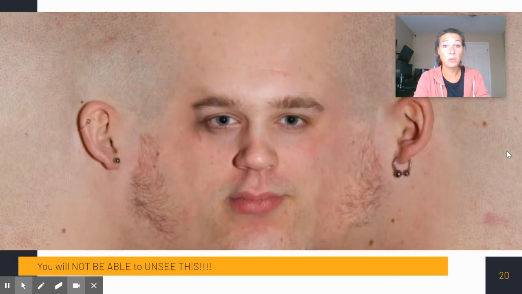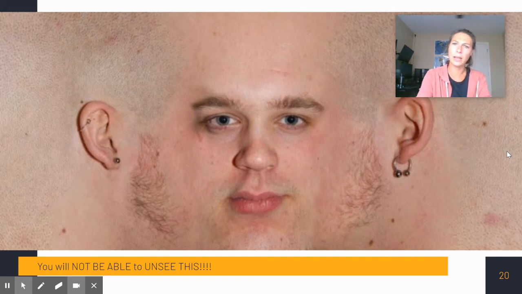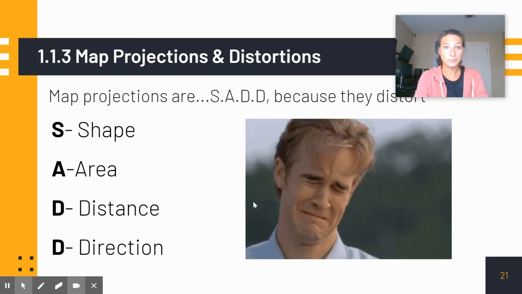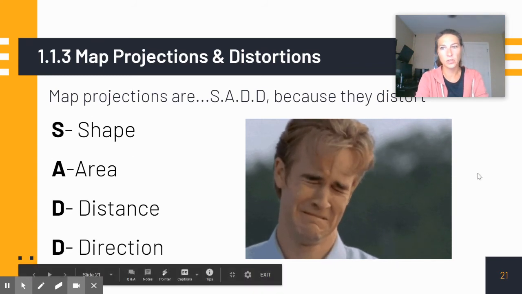It's the same way you might think about a head. If you were to unwrap it and make it flat, it would look weird, like this. You're not going to be able to unsee this. I'm going to leave it there just for a minute, just so you can really look at it. It's weird, like a projection. Okay, so again, map projections are SAD because they distort shape, area, distance, or direction.